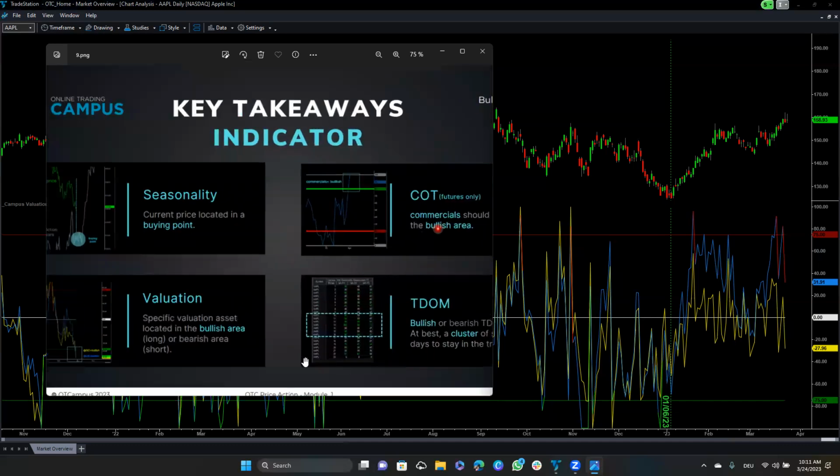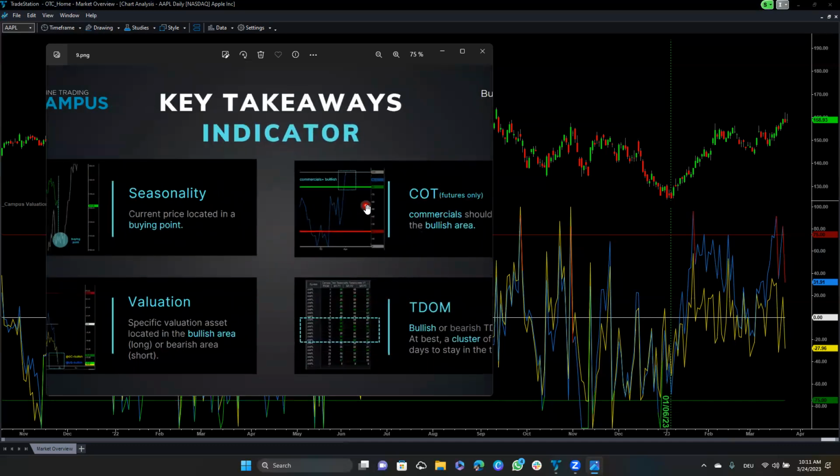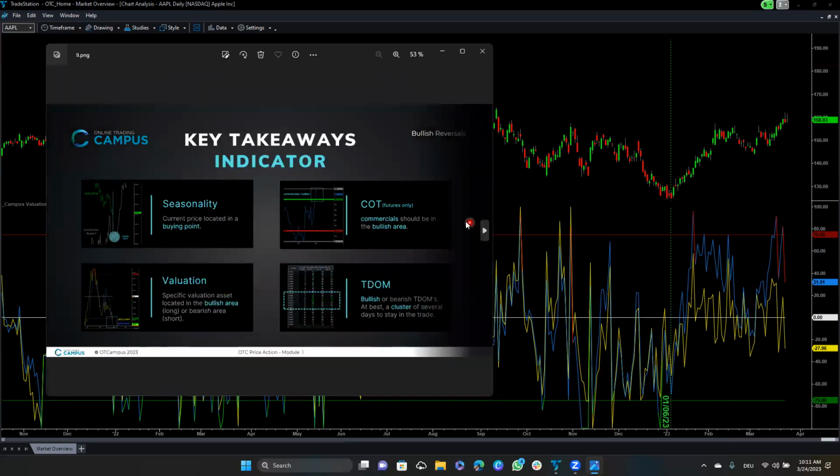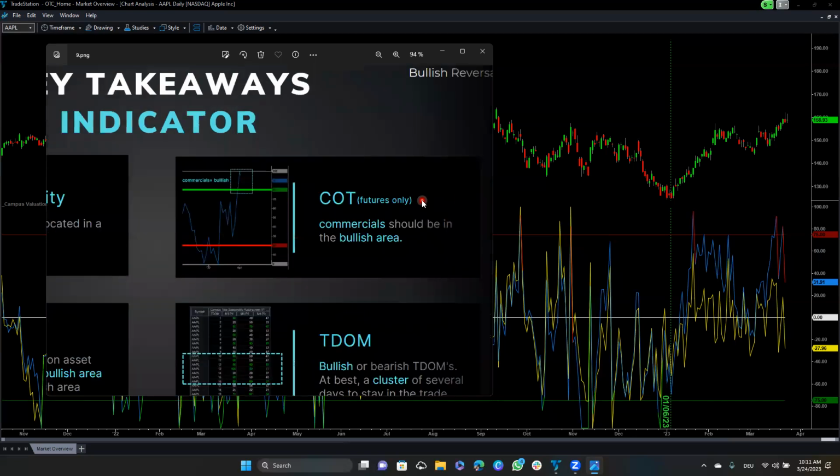Yeah, COT makes no sense here right now, right? COT is futures only. The next sample will be a future, then we include also the COT. But of course, this would be, for example, the S&P 500, right? We want to buy, then we need the COT, for the commercials definitely in the bullish area, because that's our job. We want to do the same as the institutions will do with the commercials.